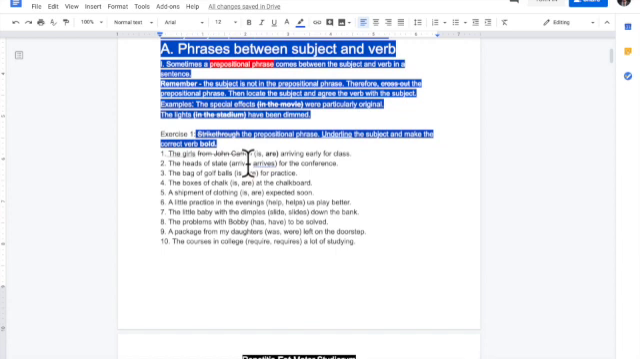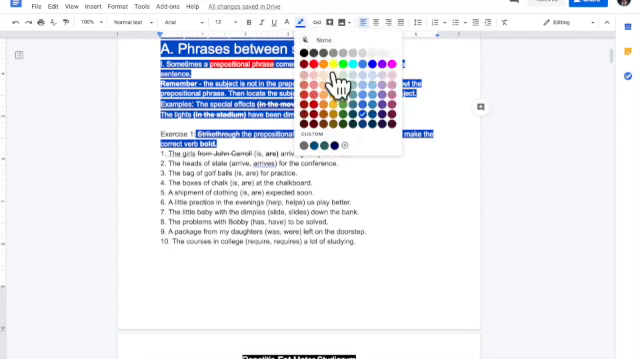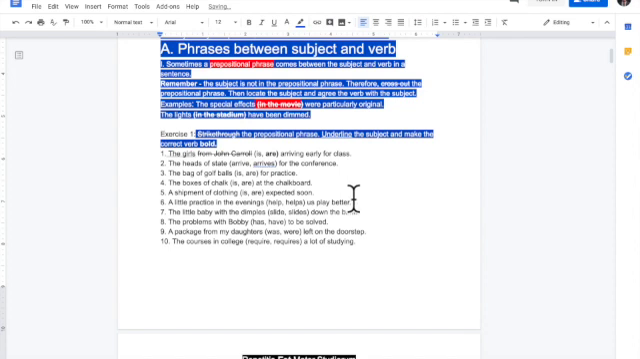Remember, the subject is not in the prepositional phrase. Therefore, cross out the prepositional phrase. You don't need that prepositional phrase. It is not the subject. The special effects in the movie. You see, this is a prepositional phrase. It's a phrase that's showing where the special effects are. I'm going to make it red because it's prepositional, and why not?